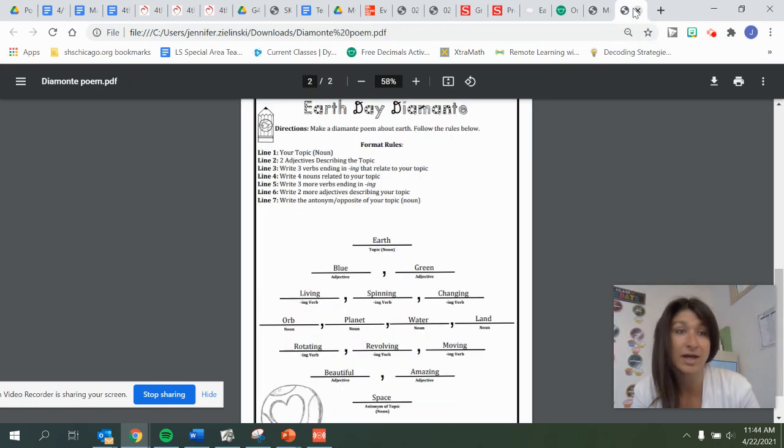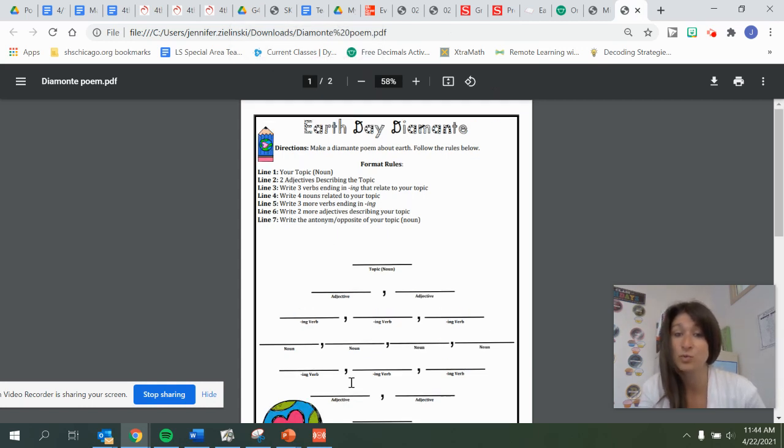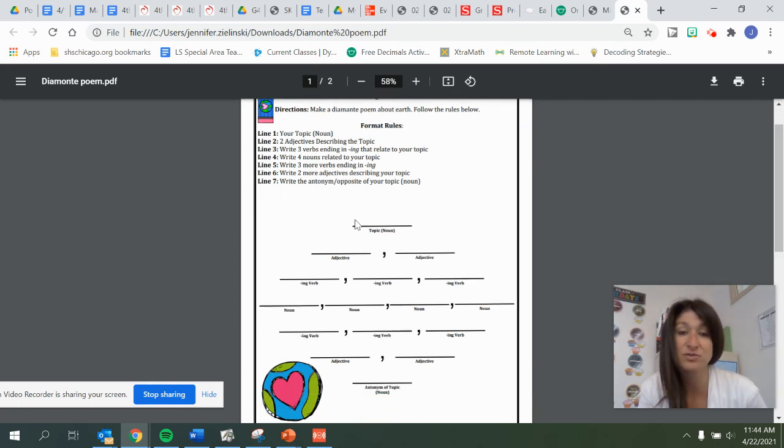I will be giving you a word bank that has words related to Earth Day to help you think about these different words. Sometimes it's helpful to have something to look at in order to help us brainstorm ideas for the topic. Today on Seesaw you will get an organizer that looks like this. It is up to you to think about a topic and fill in the words according to your topic to make your Diamante poem. If you notice here, there's our diamond shape.